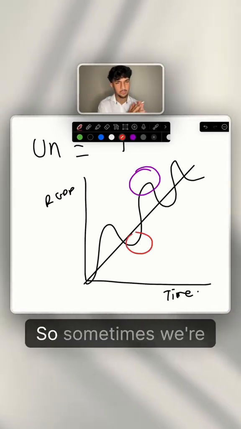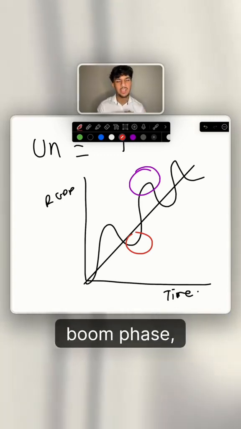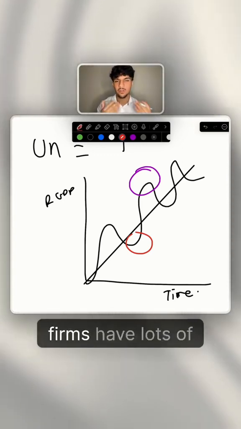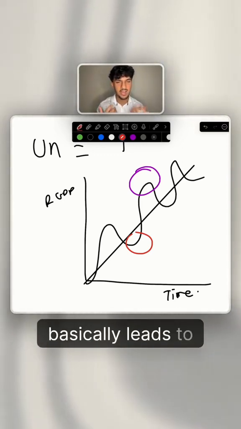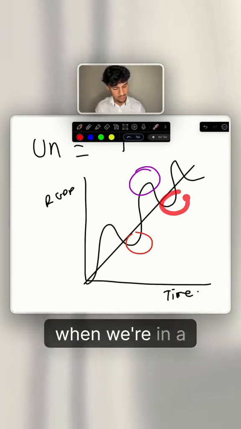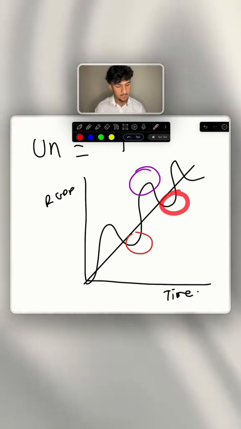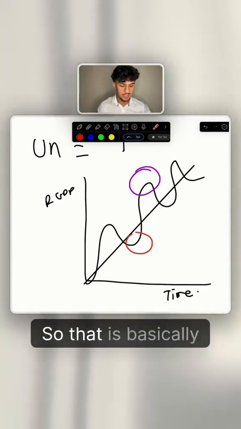So basically, our economy goes through cycles. Sometimes we're in a boom phase, sometimes we're in a recession. If you think about the boom phase, the main characteristic is high real GDP. High real GDP, firms have lots of money, high spending, high annual rates. Basically, that leads to high employment. But on the opposite side of the spectrum, when we're in a recession, there's low GDP, low consumer spending, and therefore higher levels of unemployment. So that's basically what cyclical unemployment is.